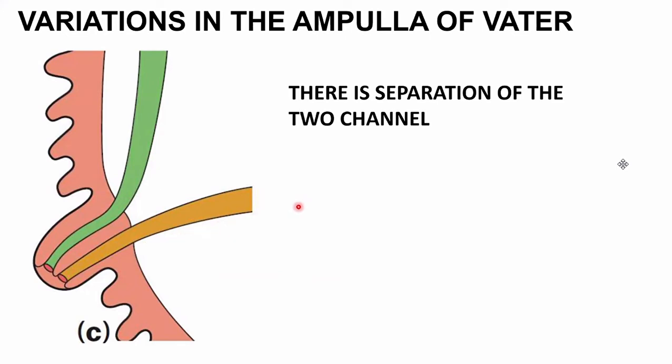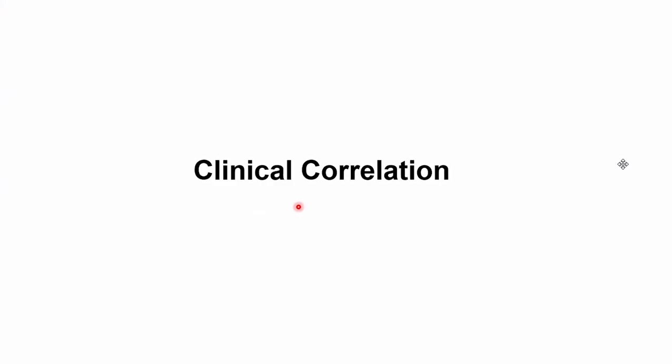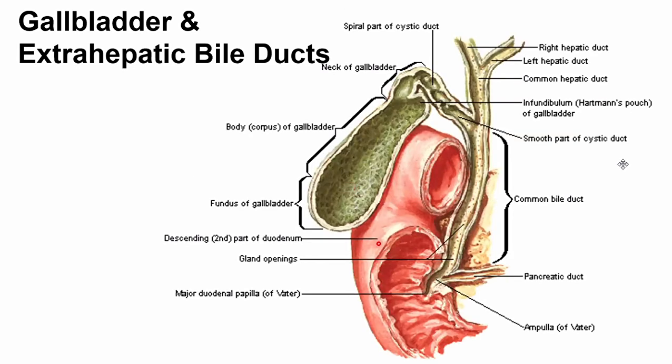So, guys, let's go to the clinical correlation. I want you to understand this gallbladder again, the extrahepatic bile ducts. This is the gallbladder. You can see the cystic duct. It's actually S-shaped, and there are those valves of Heister. This is the Hartmann's pouch located in the infundibulum of the gallbladder.